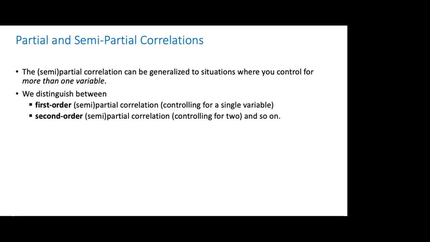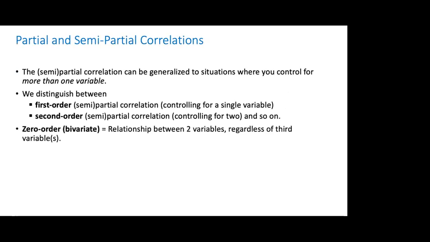And both the semi-partial and the partial correlation can be generalized to situations where we have more than one variable that we want to control for. We call that first order semi-partial or partial correlations when we're controlling only for one third variable. And we call it second order semi-partial correlation when we control for two variables and so on, right? Third order, fourth order, however many other variables you want to control for. And so accordingly, our normal bivariate correlation between two variables is called a zero order correlation, right? Of course, we're not controlling for any third variables.